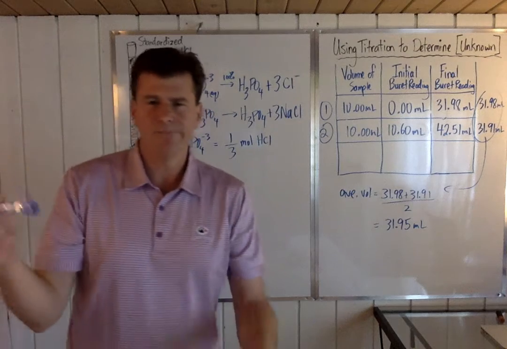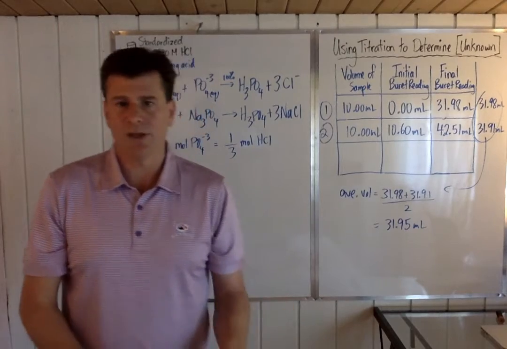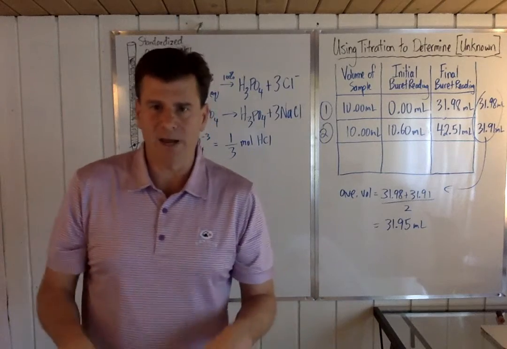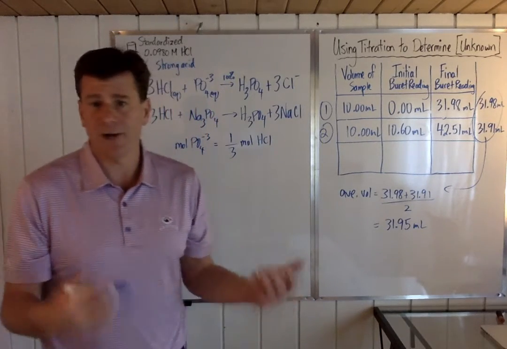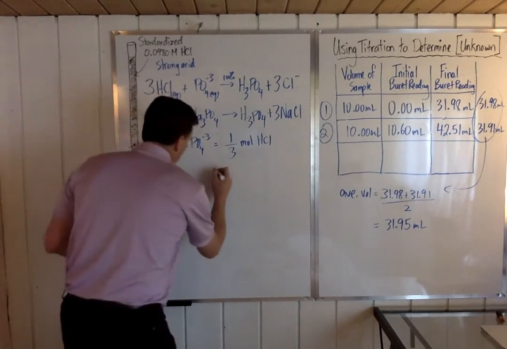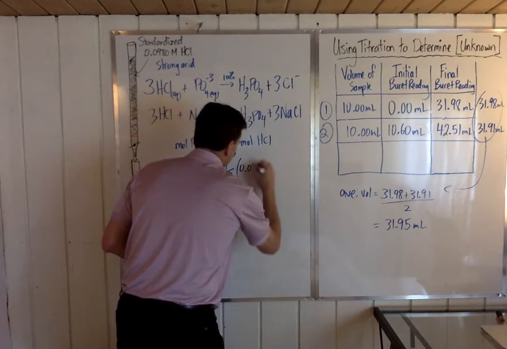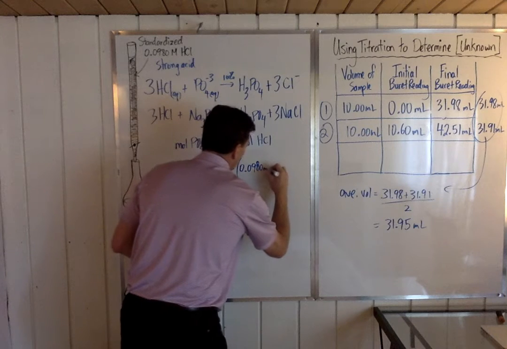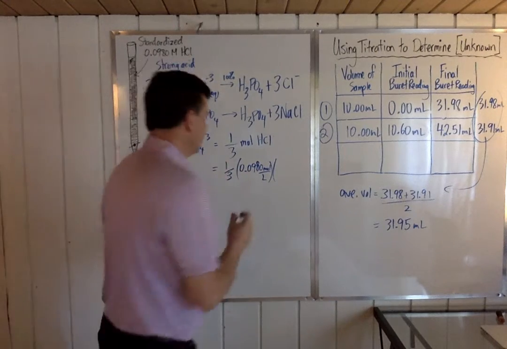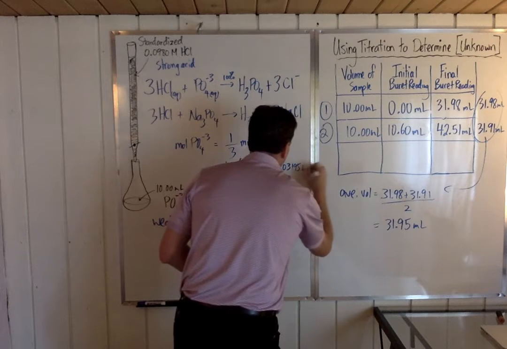But I have that little saying: moles of what you want equals coefficient of what you want over coefficient of what you have times the moles of what you have. If you forget whether you should be dividing by 3 or multiplying by 3, that little saying might help. Then I plug in what I know. I know the moles of the HCl, but I have to do concentration times volume. So that will be 1/3 times the concentration, 0.980 moles per liter, times the volume, in liters, obviously, 0.03195 liters.